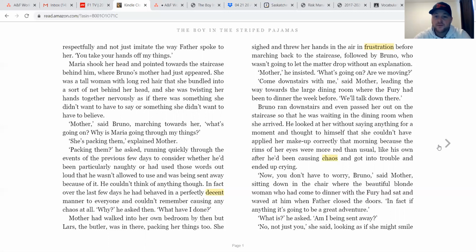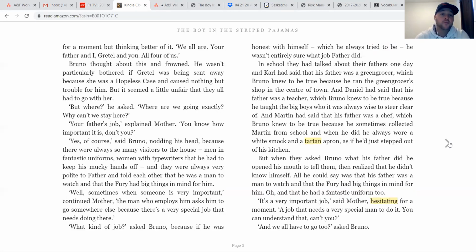"Now you don't have to worry, Bruno," said Mother, sitting down in the chair where the beautiful blonde woman who had come to dinner with the Fury had sat and waved at him when Father closed the door. "In fact, if anything, it's going to be a great adventure." "What is?" he asked. "Am I being sent away?" "No, not just you," she said, looking as if she might smile for a moment, but thinking better of it. "We all are. Your father and I, Gretel and you, all four of us."